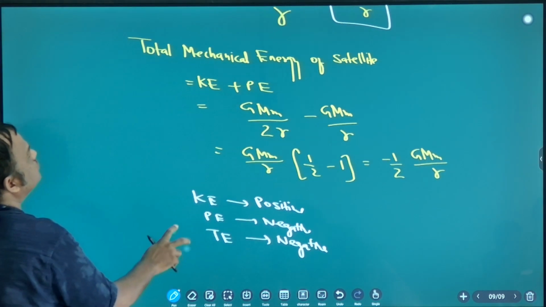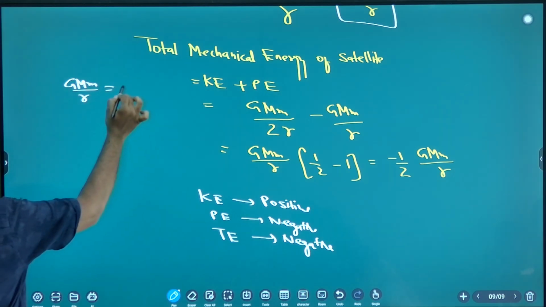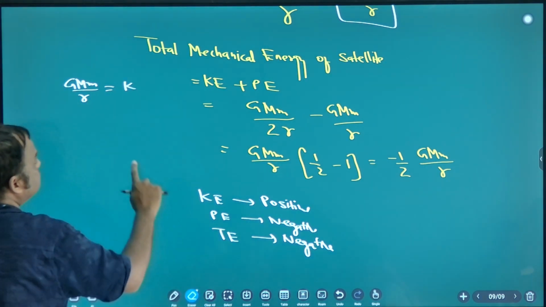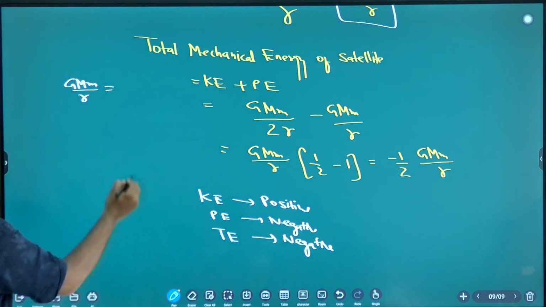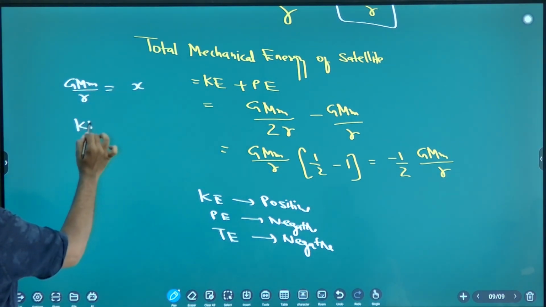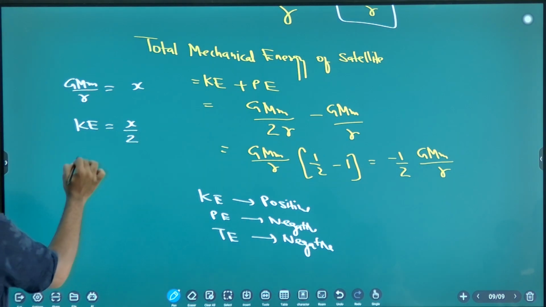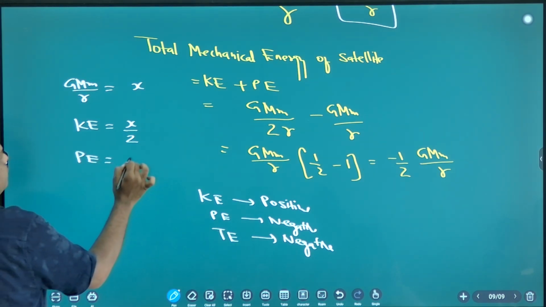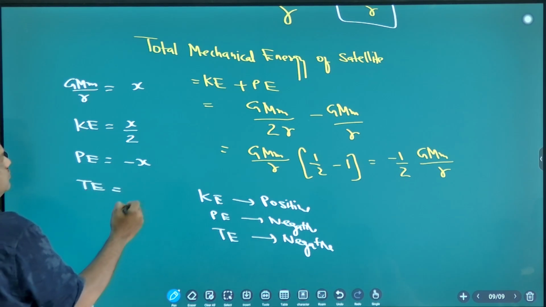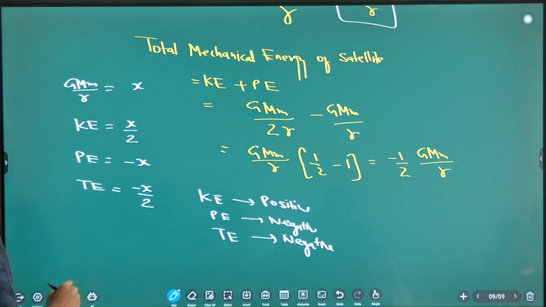So, suppose this quantity GMm by r is x. What is the formula for kinetic energy? x by 2. What is the formula for potential energy? Minus x. And what is the formula for total energy? Minus x by 2. Very good.